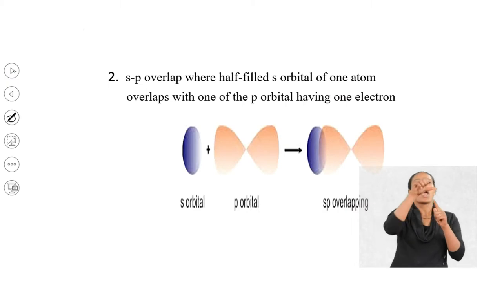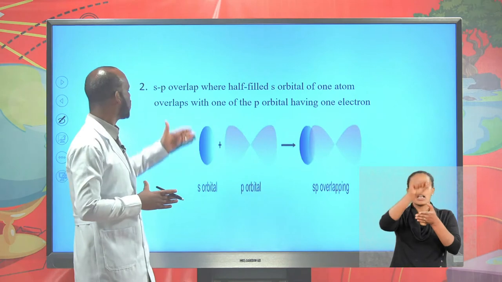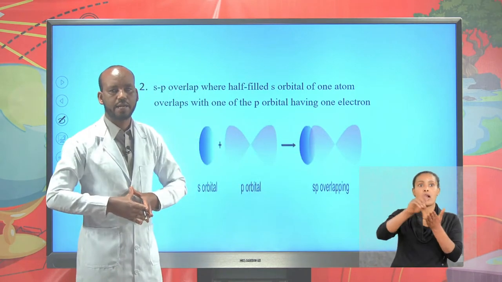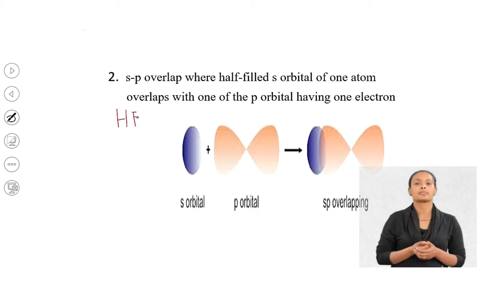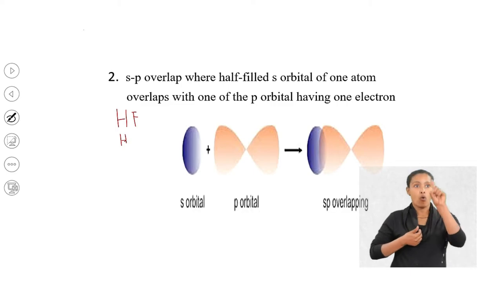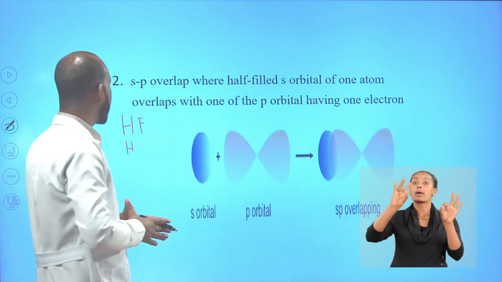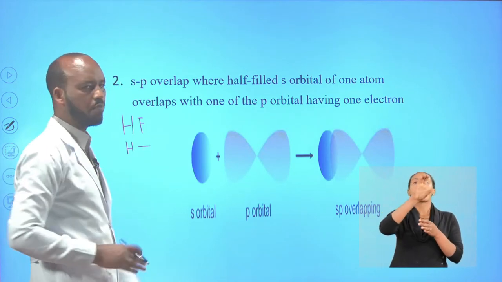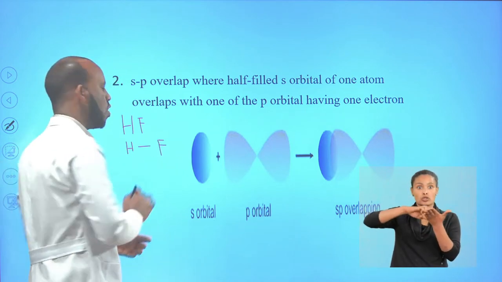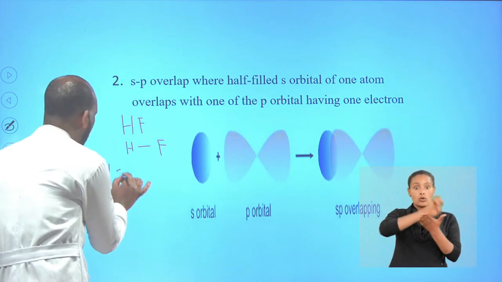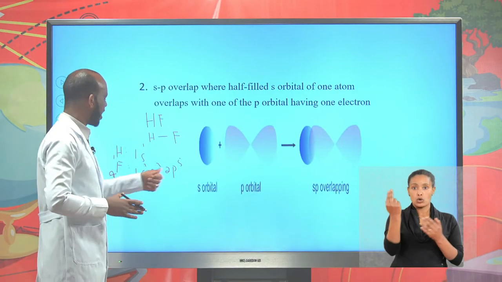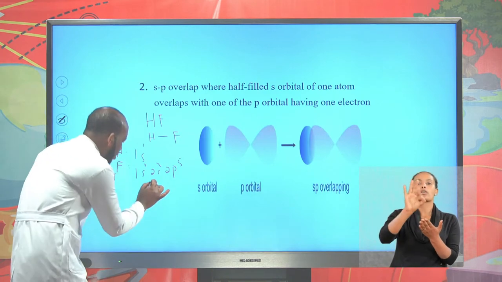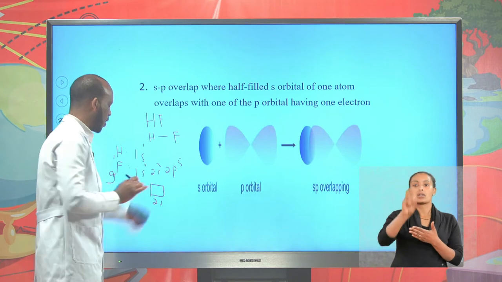Two, s-p overlap, where a half-filled s orbital of one atom overlaps with a p orbital having one electron. The best example of this is hydrogen fluoride, HF. Hydrogen has one valence electron. Fluorine has seven valence electrons. Therefore, this covalent bond is formed by sharing of electrons. Hydrogen's electronic configuration is 1s1. The atomic number of fluorine is 9, and its electronic configuration is 1s2, 2s2, 2p5. Using an orbital diagram for the valence electrons of fluorine, the 2s atomic orbital has two electrons.